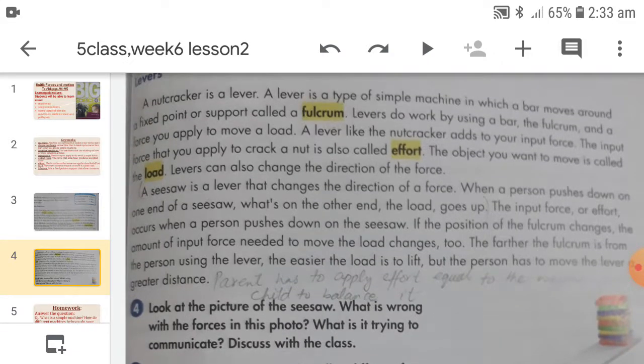Now, effort and load. Effort is actually the input force that is applied by you to do the work with the help of a lever. And load is the work done, or load is the object that is going to be moved or lifted with the help of a lever.